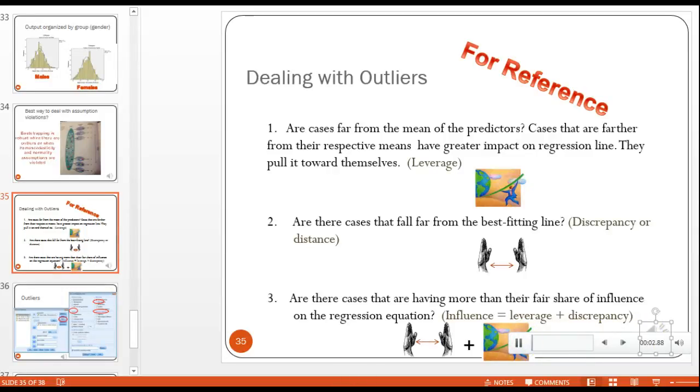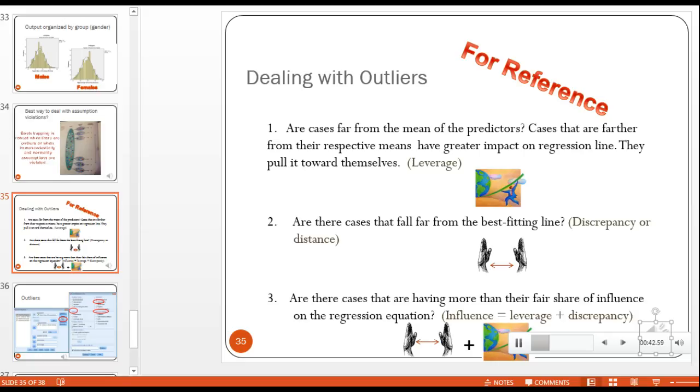To wrap up the content for this week, I'd like to talk briefly about dealing with outliers. So we have three different ways of thinking about outliers. The first way of framing them up is this idea of leverage, and that's how far a given case is on a predictor from its mean. And so cases that are very far from their respective means have a potential to have an impact on the regression equation that we wouldn't want. So this is, again, an outlier is something that's having an unfair impact on the data and not giving us a true picture of what's going on in the population.